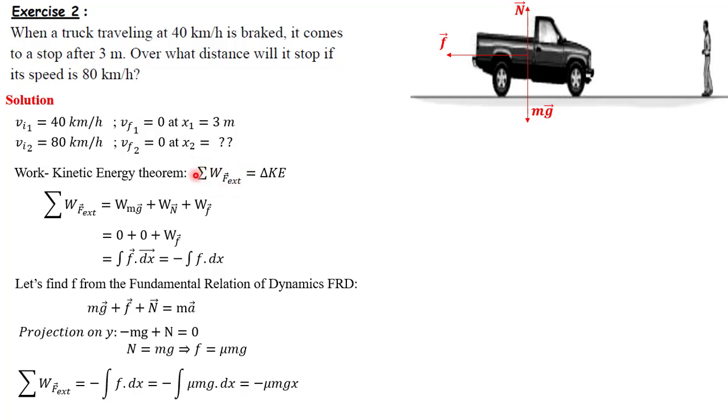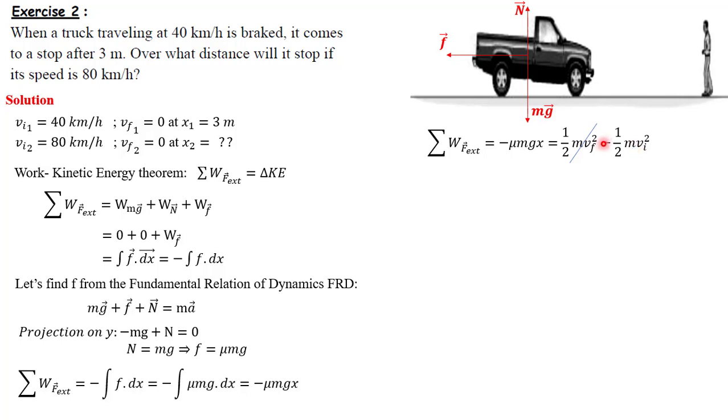Okay, so this was to find the term before the equal in the work kinetic energy theorem. So we found the sum of the work done by the external forces, and we can write that minus mu mgx is equal to delta kinetic energy, so half mvf squared minus half mvi squared.